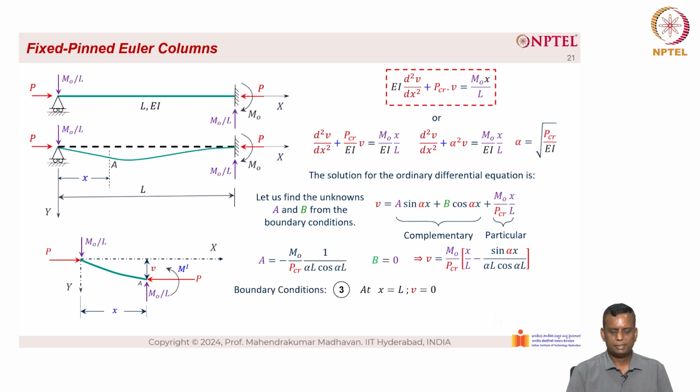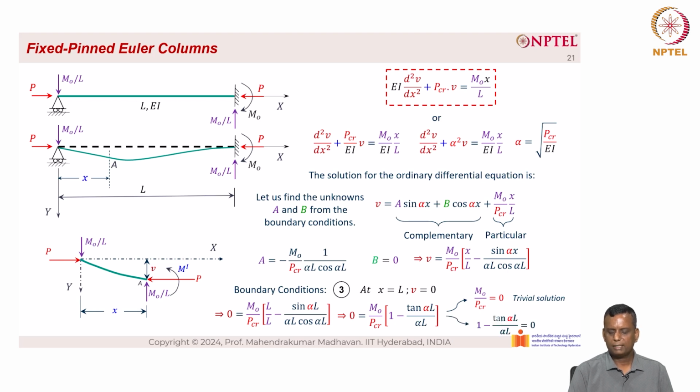The third boundary condition is given as at x equals L, V equals 0. So we have 0 equals M0 by P critical into L by L minus sin alpha L divided by alpha L into cos alpha L. So 0 equals M0 by P critical into 1 minus tan alpha L divided by alpha L. So M0 by P critical cannot be 0, because if M0 by P critical is equal to 0, it leads to a trivial solution. Therefore, 1 minus tan alpha L divided by alpha L should be equal to 0.